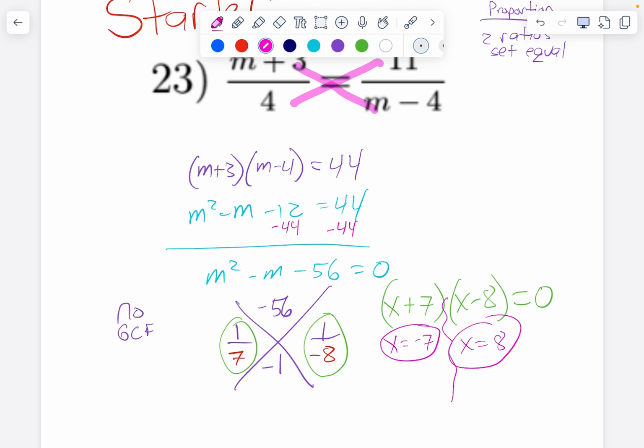Are you guys getting where you can do it without having to set up the equation like I just wrote? Like solve the factors? Good. All right, negative 7 and positive 8.